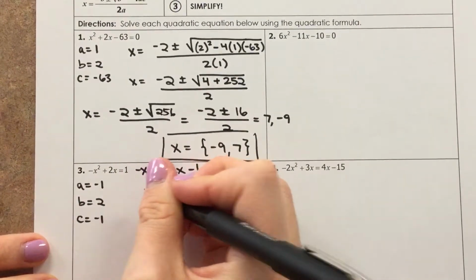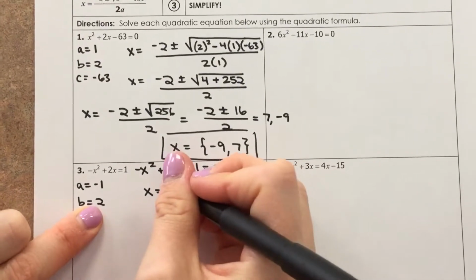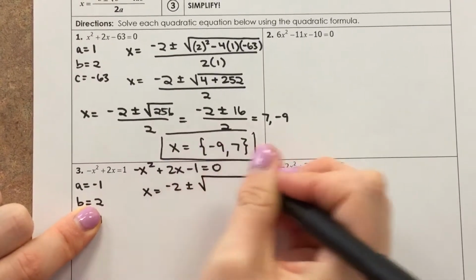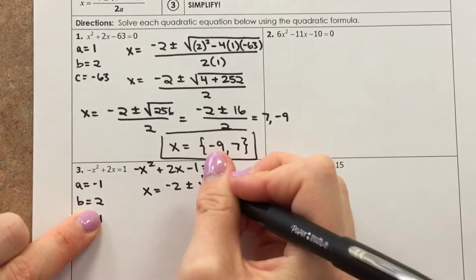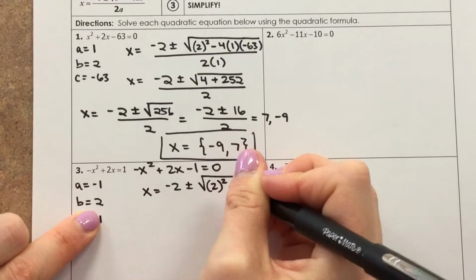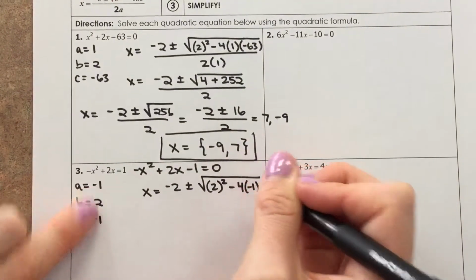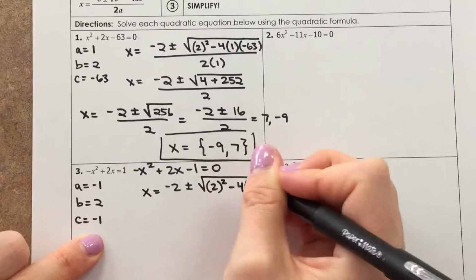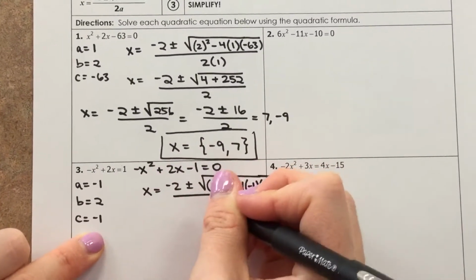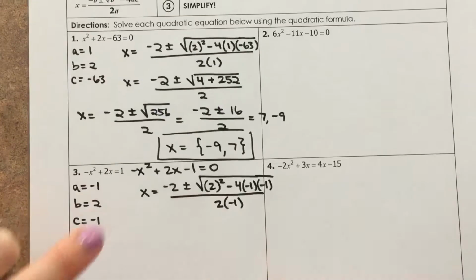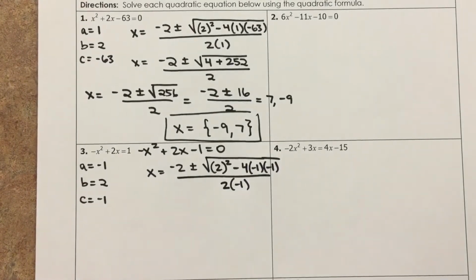So we have x equals negative b plus or minus big square root b squared minus 4 times a times c, all of that over 2a. So sub everything in, now we just start evaluating.